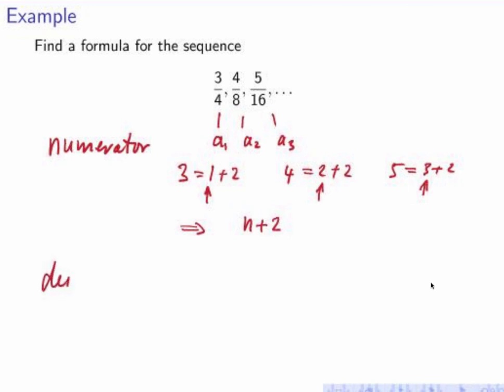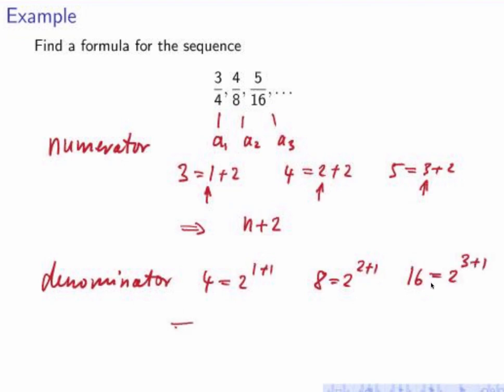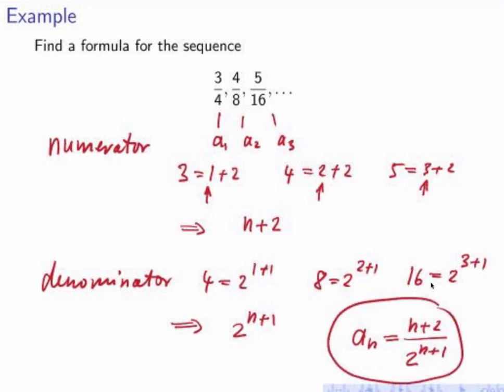For the denominator, we have 4, which is 2 to the 1 plus 1. 8 is 2 to the 2 plus 1. 16 is 2 to the 3 plus 1. So then we get, for the denominator, 2 to the n plus 1. So then in total, this sequence can be written as an is equal to n plus 2 divided by 2 to the n plus 1. So that's also quite kind of straightforward.